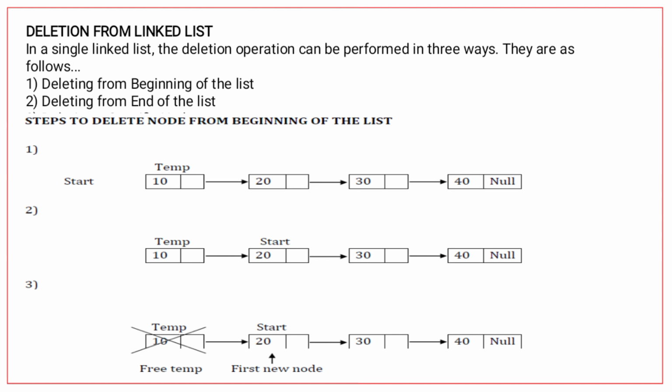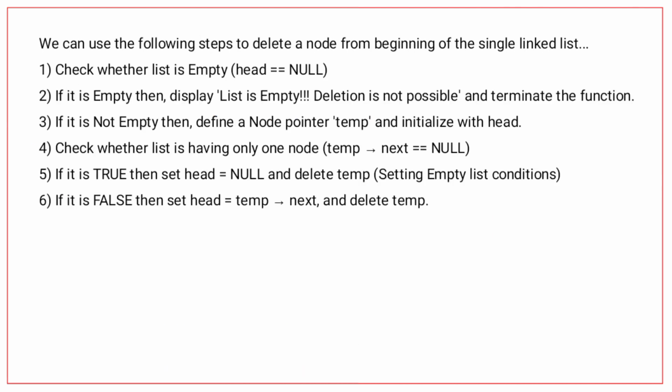See figure 3. We can use the following steps to delete a node from beginning of the single linked list. Step 1. Check whether list is empty, that is head equal to null. Step 2. If it is empty, then display list is empty. Deletion is not possible and terminate the function. Step 3. If it is not empty, then define node pointer temp, that is temporary variable, and initialize with head.